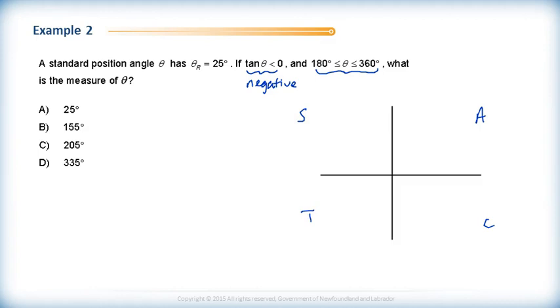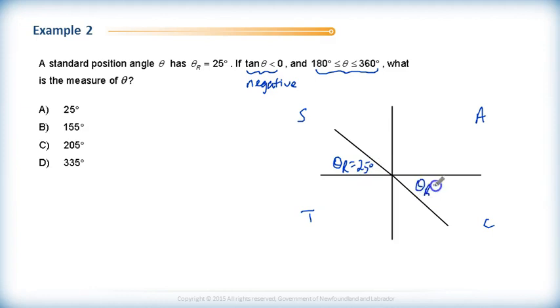Now, the problem says tan theta must be negative. That means our terminal arm cannot be in quadrant 1 because tan is positive there. Tan is negative here. That's a possibility. Let's temporarily put that guy in there. And tan is positive here, so that's no good. And we could have an angle down in this quadrant. Both of those, remember, have a reference of 25.